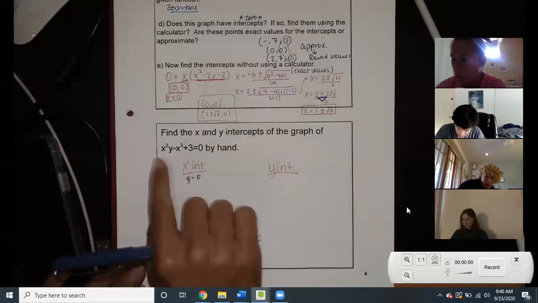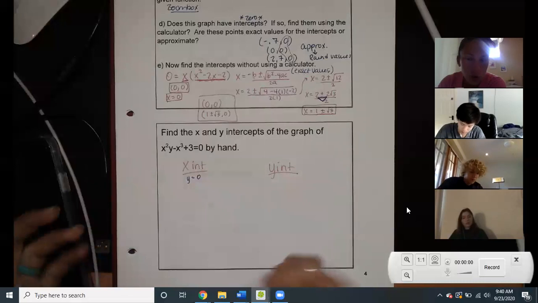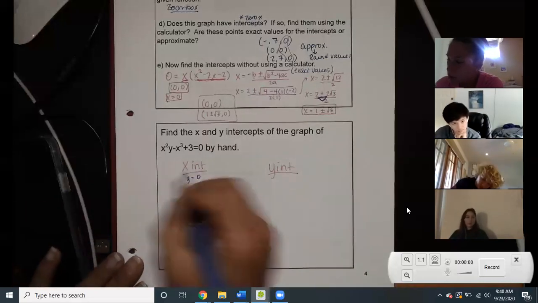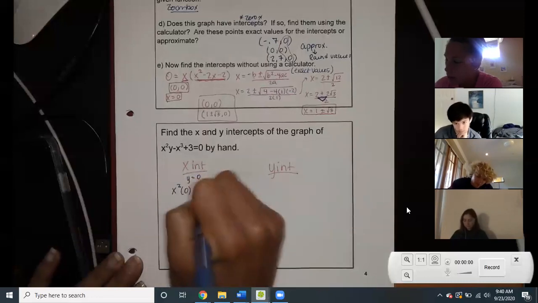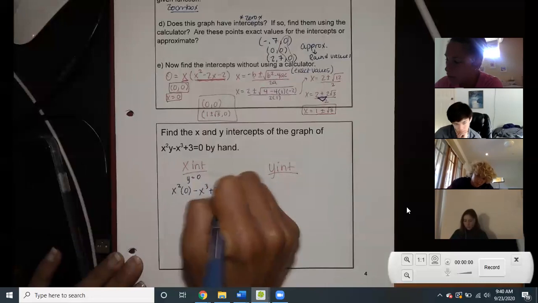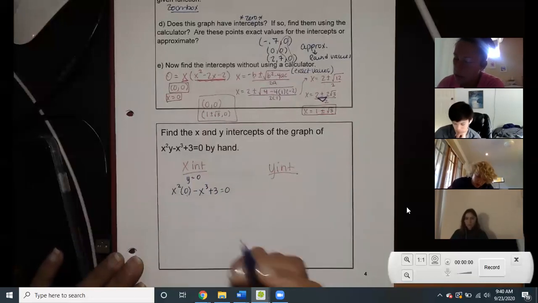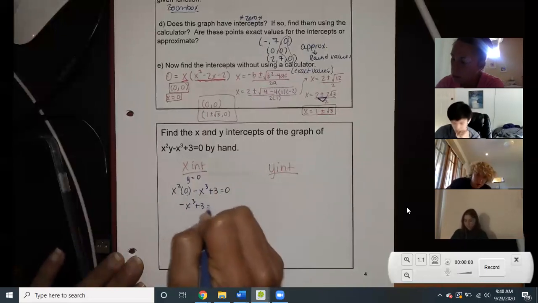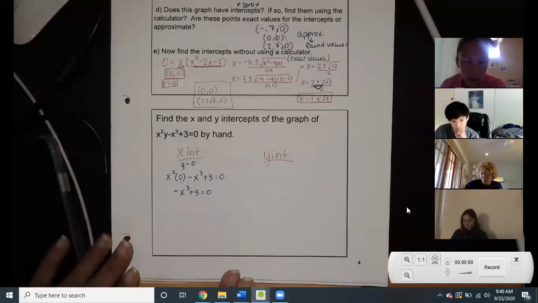Our equation is a little bit funky. We could go ahead and try to solve for y, but that's just extra work. You don't have to do that, okay? So I'm going to go ahead and plug in 0 for y. So x squared times 0 minus x to the third plus 3. This term is just going to be 0, so x squared times 0 is just 0. So I'm left with this. Now, how would I solve for x here?